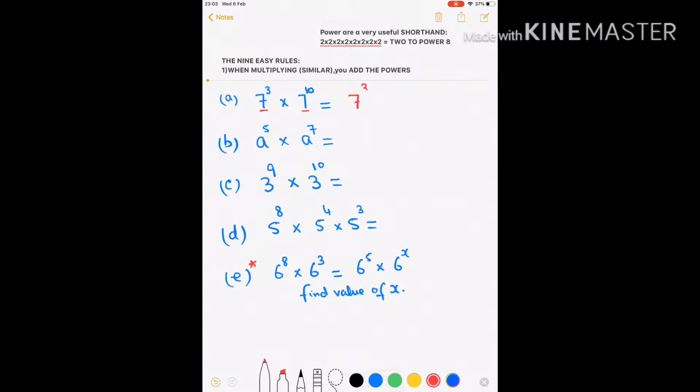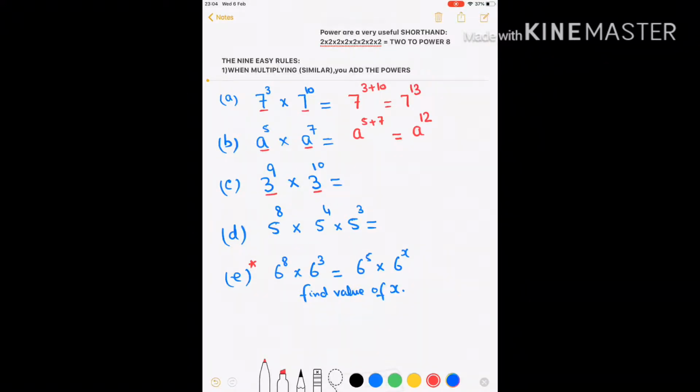There are 9 rules for the powers. Rule number 1: when you multiply similar bases, you add the powers. See, the 7s are similar, so you have to add the powers: 3 plus 10 gives 7 to the power 13. Next, part B, the bases are similar and multiplying. When you multiply similar bases, you add the powers. So we are adding 5 plus 7, which is 12.